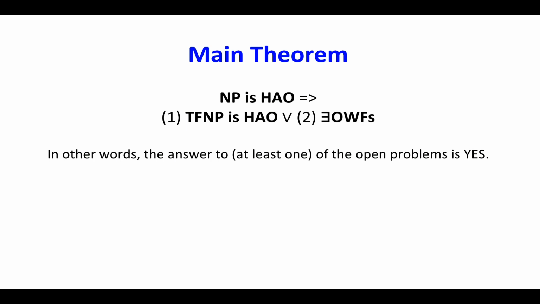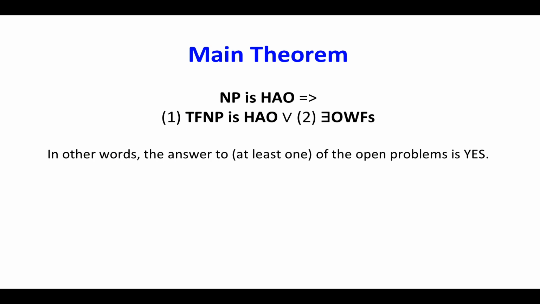Okay, so this takes me to the main result that I'd like to talk about today, or at least give some intuition about, which is our result. We are not able to solve either of these problems. We would love to. That would be awesome, and I hope somebody will one day. But what we can say is that the answer to at least one of them is yes. It could be that both are yes. I hope so. But right now, at least for one of them, the answer is yes. In particular, the theorem that we prove is that if NP is hard on average, then that implies either that TFNP is hard on average, or that one-way functions exist.